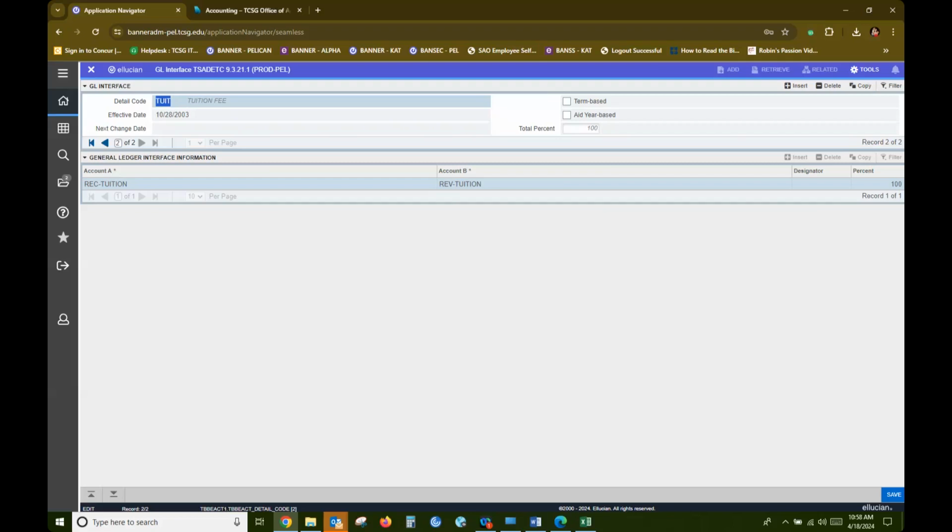So for tuition, though, in this particular case, for this general ledger interface, the A account is receivable tuition and the B account is revenue tuition. And so for the accounting folks, now I am not an accountant and I don't know accounting very well, but for the most part, it kind of runs like this.